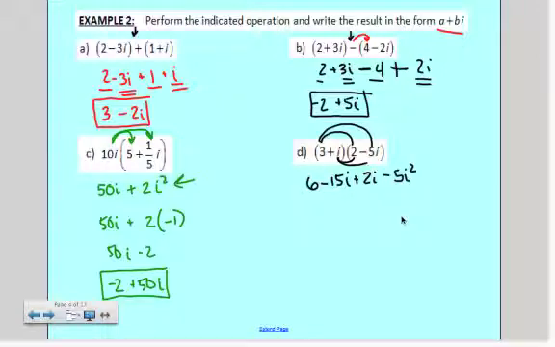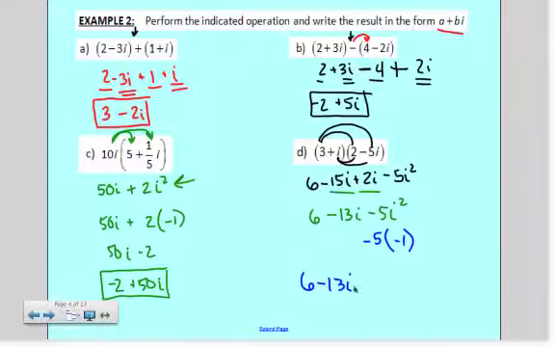Don't do anything tricky here. Next step, we will combine the two similar terms and deal with the i squared. So we have 6. Minus 15 plus 2 is minus 13i. Minus 5 times negative, let's go ahead and deal with that i squared. So at this point I would say, okay, we know that i squared is negative 1. So now our term becomes 6 minus 13i plus 5. And now we're going to simplify that and write it in the correct form all in one step. 11 minus 13i.